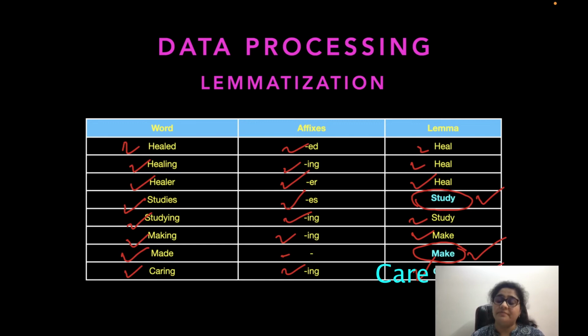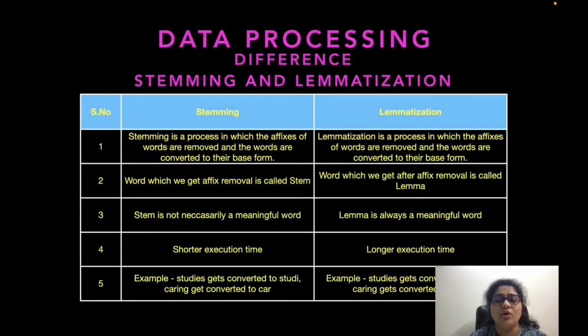So now you have two similar processes, stemming and lemmatization. But lemmatization gives you the more meaningful word as an output. Okay, so lemmas are the meaningful words, whereas stems are not necessarily meaningful words. Okay, understood? So I hope by this time the processes and their differences are very clear. So I'll just show you the differences for stemming and lemmatization.